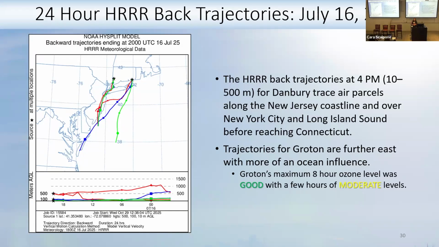So for Danbury, like you can see with the TEMPO animation, those particles are traveling up the I-95 corridor over New York City, impacting a little bit of Long Island Sound before being pushed northward. Meanwhile, for Groton, we see more of an ocean influence, and those precursors and that ozone that was forming weren't able to reach the eastern parts of Long Island, so there was cleaner air for that site.